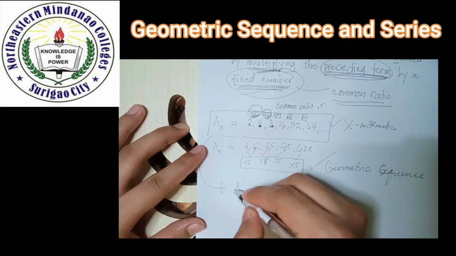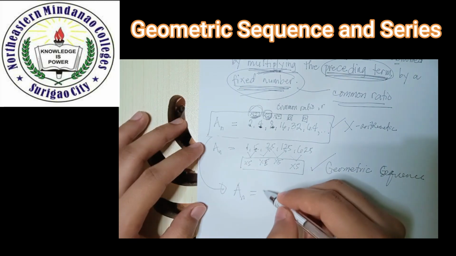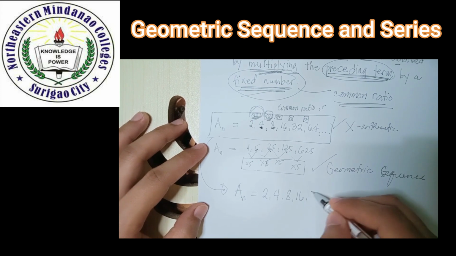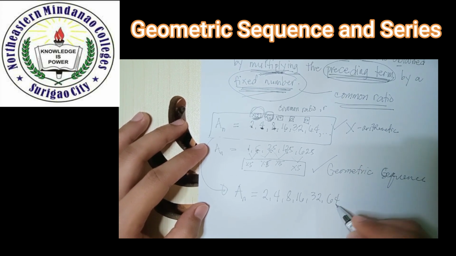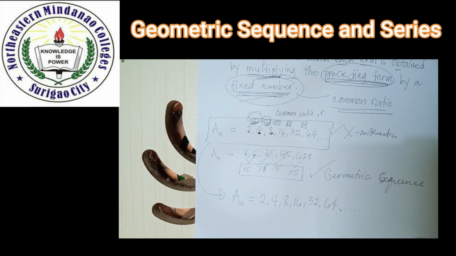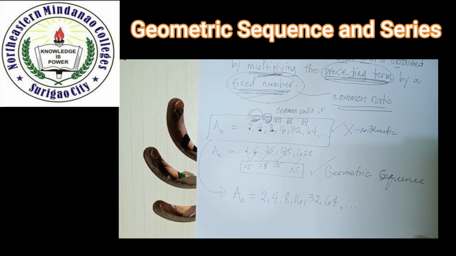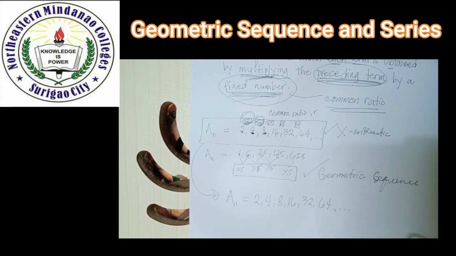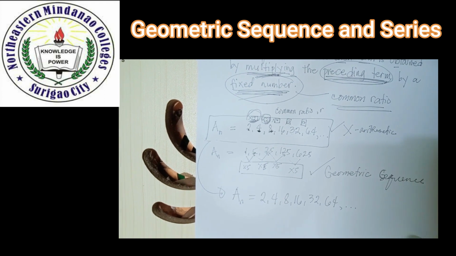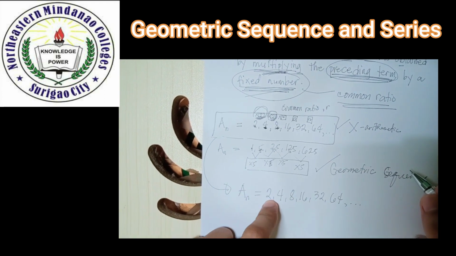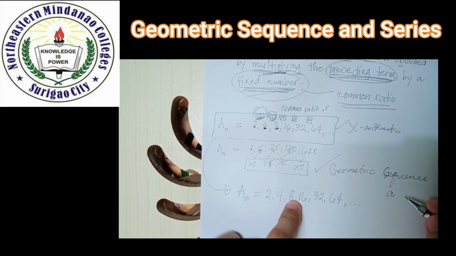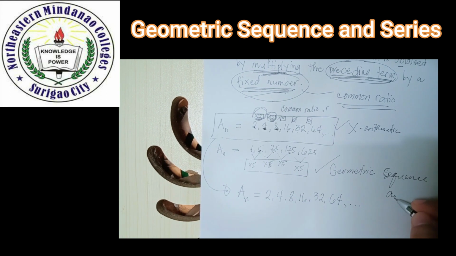So, another example. Let's copy this. We know that this is a geometric sequence: 32, 64. If this is an infinite geometric sequence, and we are asked to find a sub what, first, second, third, fourth, fifth, sixth, a sub 8.